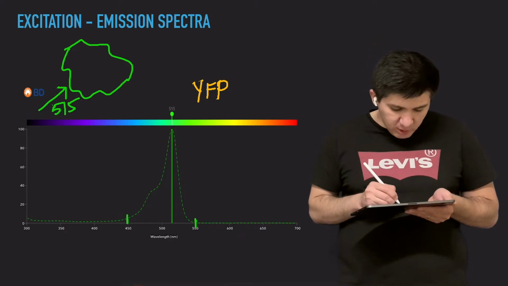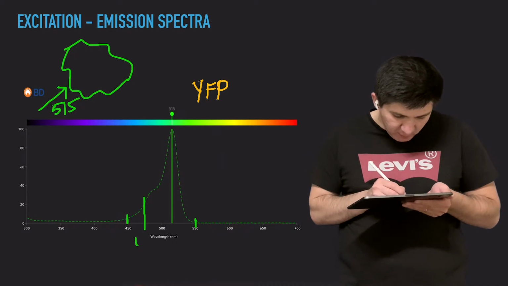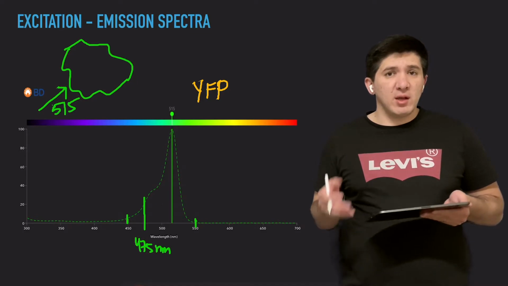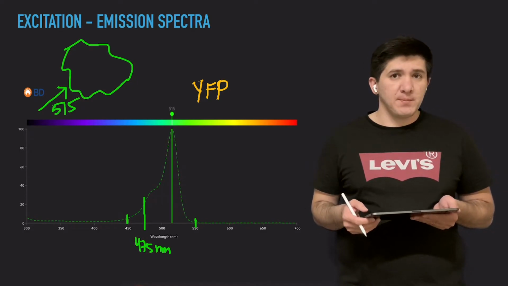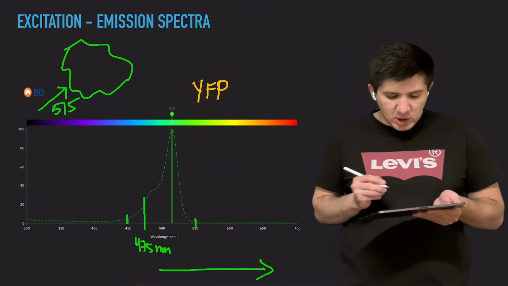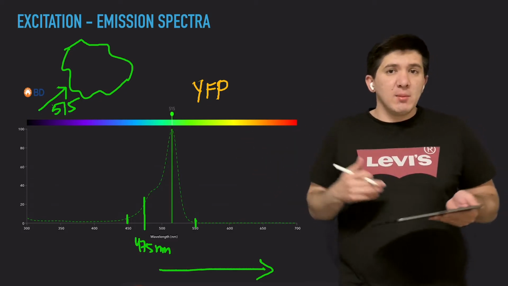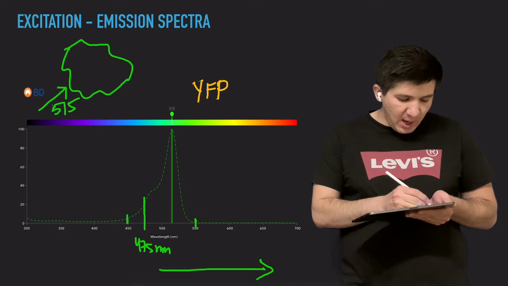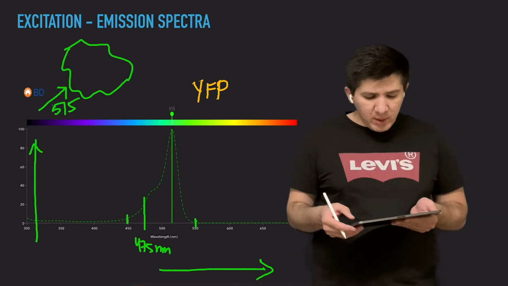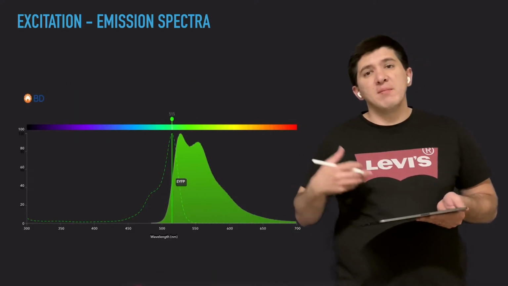If you flash a light at, let's say, 475 nanometers, roughly 40% of the fluorophores in your sample are going to be excited. The width, in this direction, means the wavelengths of the light which can excite the fluorophores, and the height of this curve means the intensity. We are going to have a similar curve for the emission spectrum.